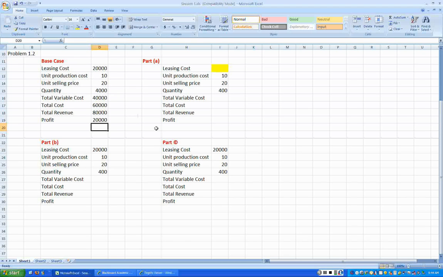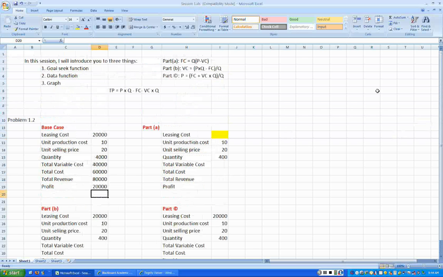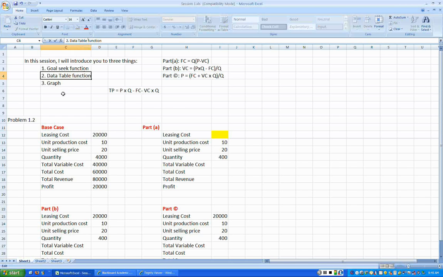Now in this problem there are about 3 sets of questions that they ask. What I would like to do is answer this using some of the functions built into Excel. I will demonstrate how to use the goal seek function, how to use the data table function, and how to graph the data that we have. Okay, this is the base case.